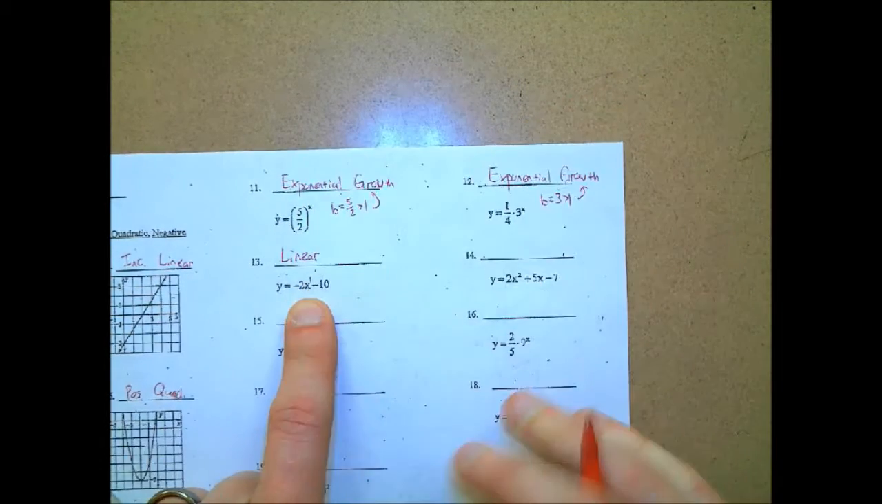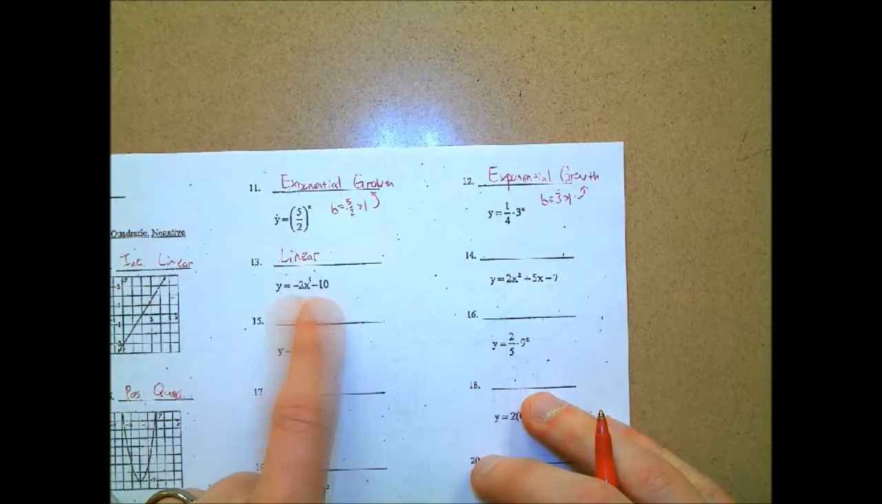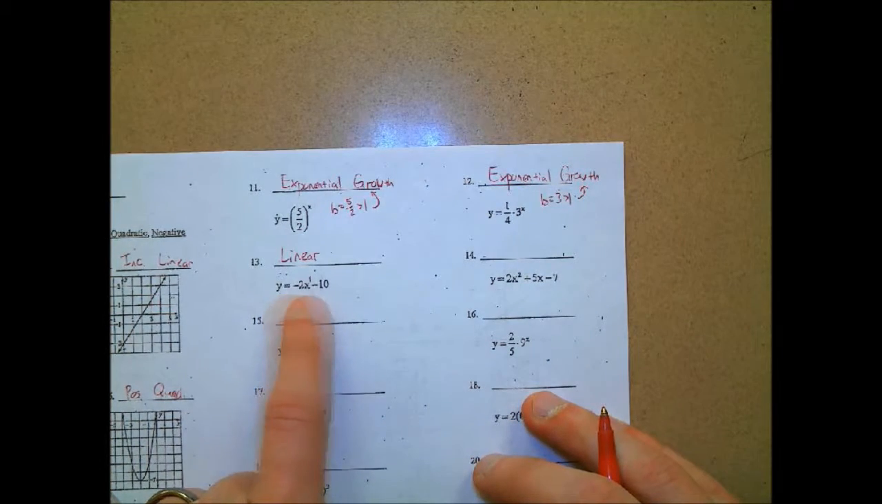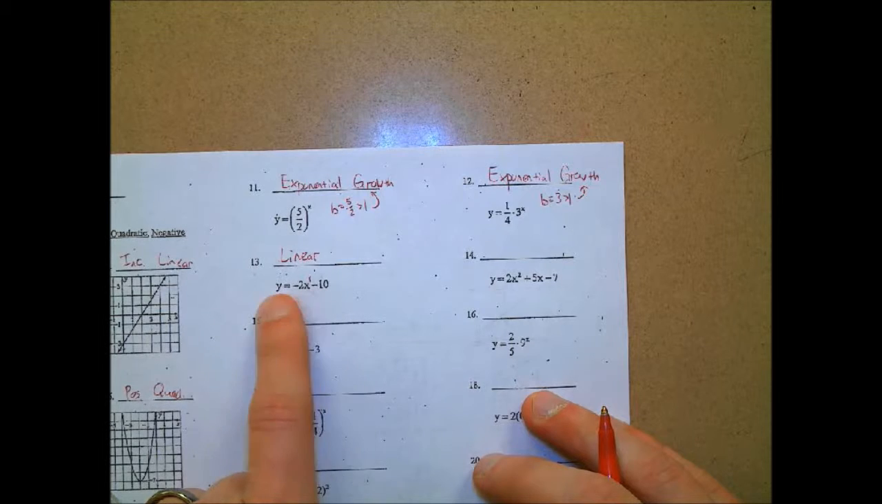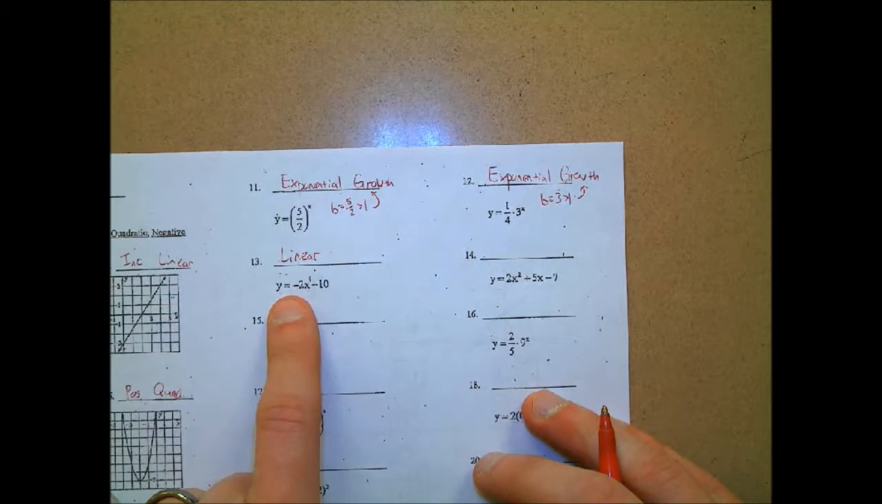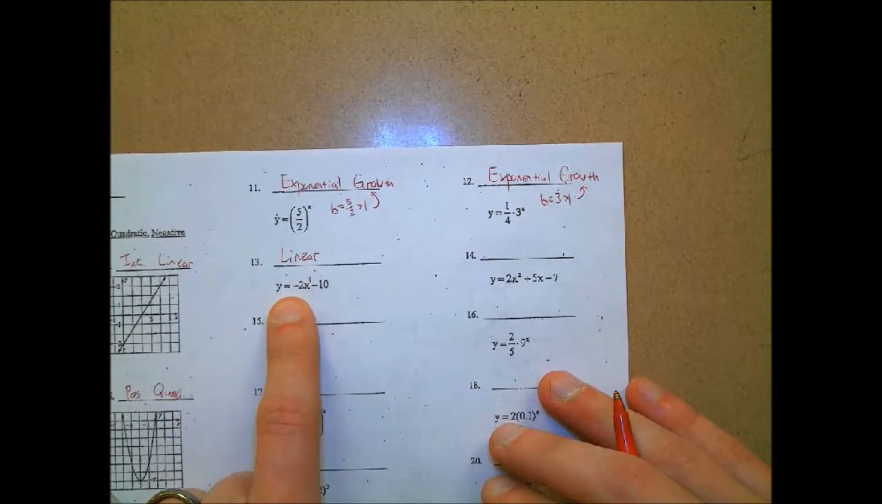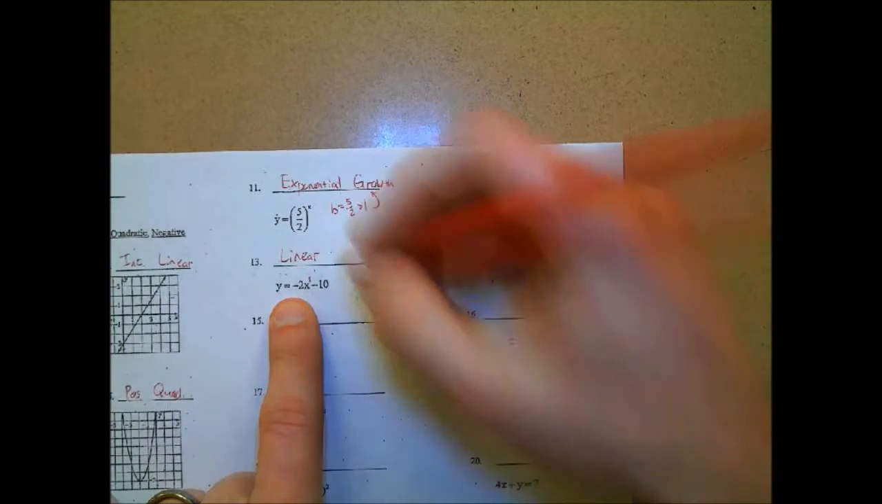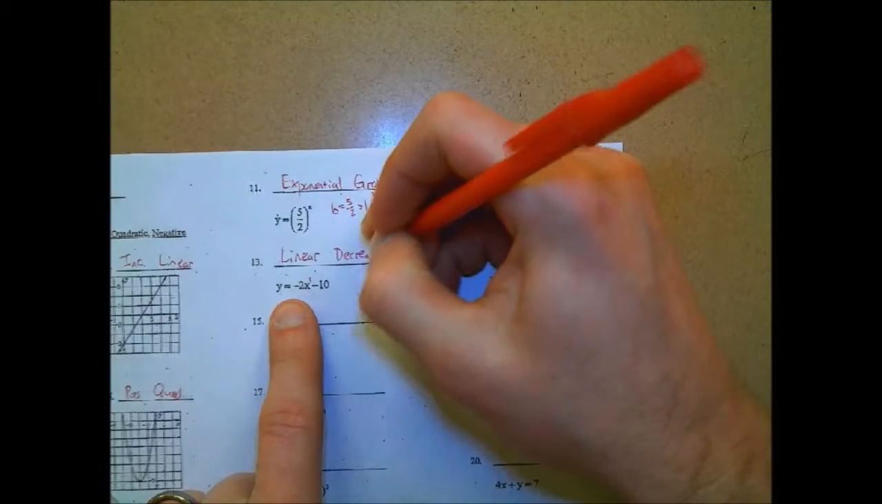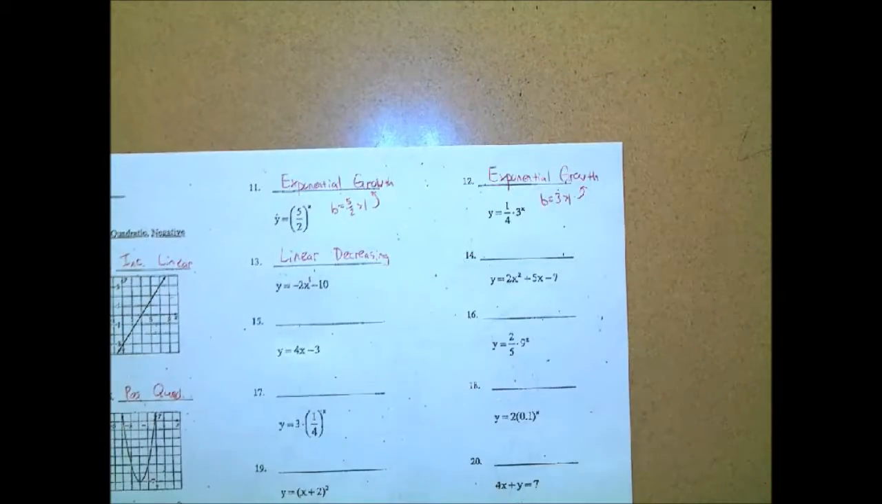And in fact, this is in slope-intercept form. Brady, do you recognize what's the slope in this equation? It's the -2. So does that mean we're going to be linear increasing or linear decreasing if we have a negative slope? Very good, Brady, exactly right. Linear decreasing.